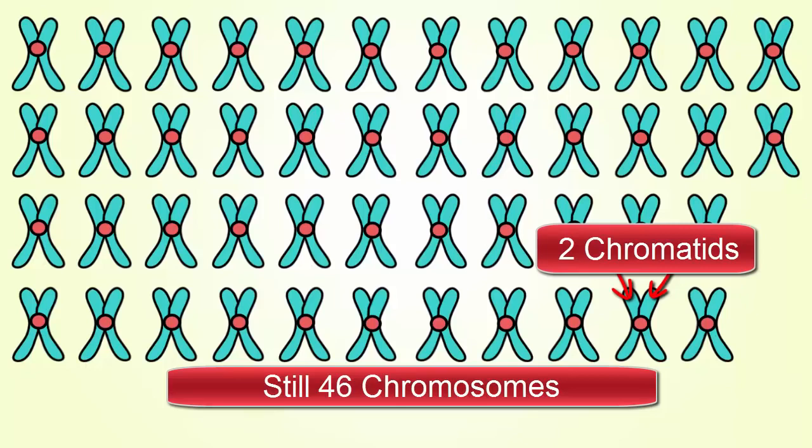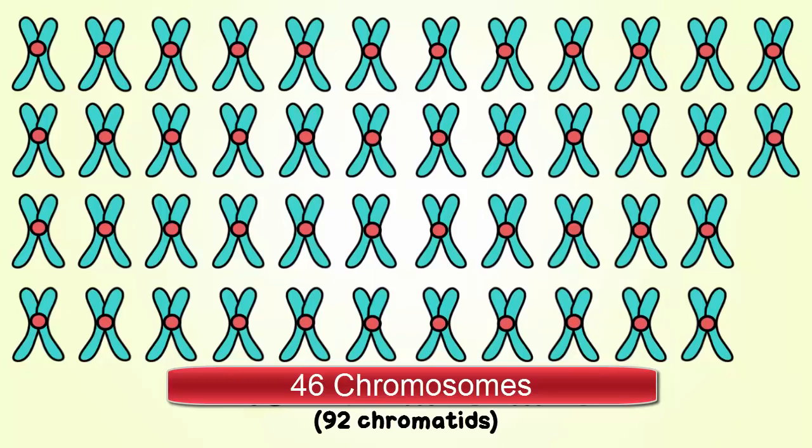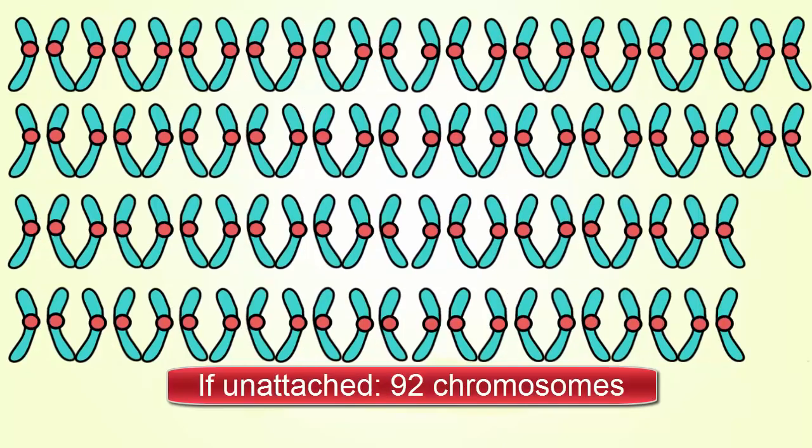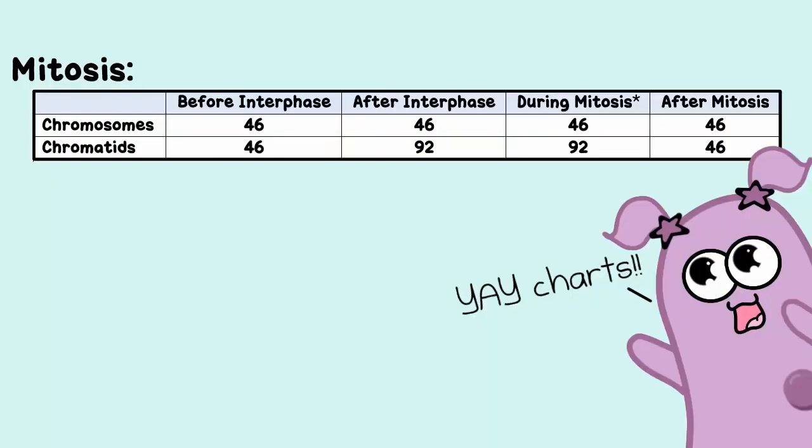We call them sister chromatids, and they're held together at 1 centromere. See, as long as those chromatids are still attached at the centromere, we still count 46 chromosomes, but they're duplicated. And if they weren't attached like this, technically you could say there were 92 chromosomes. But right now in this picture, there are 46 chromosomes and 92 chromatids. Here's a little chart here, because I love charts.